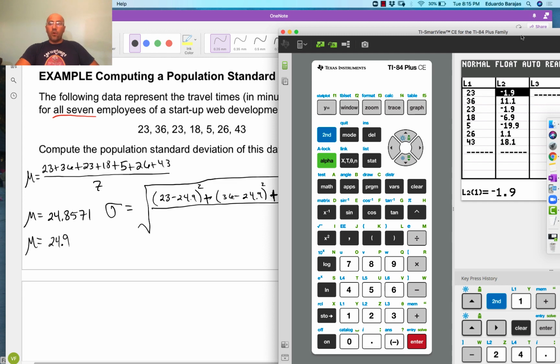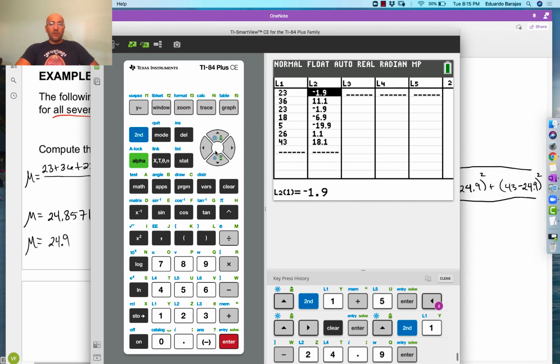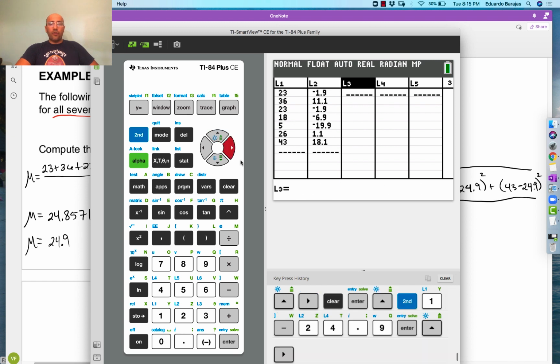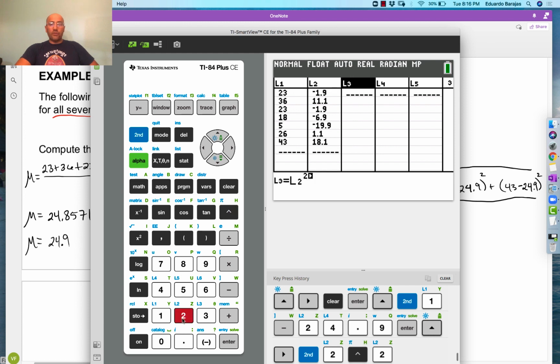And next, I know I'm going to want to square each one of those results. So I'm going to use L3. I'm going to go to L3 and I'm going to click L2 to the power of 2.